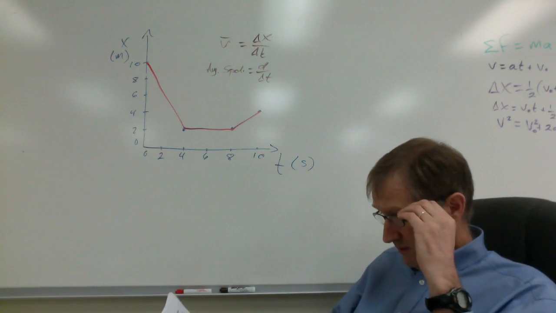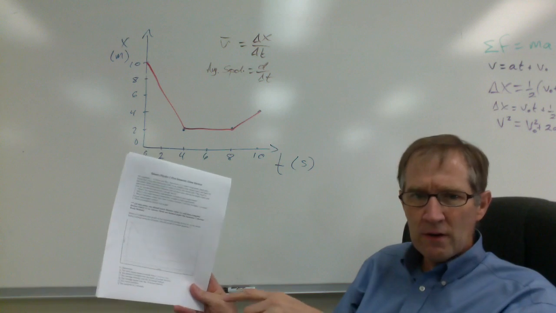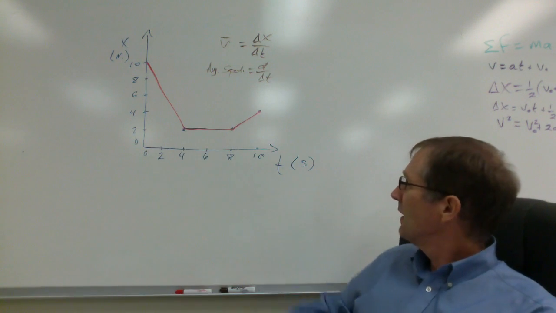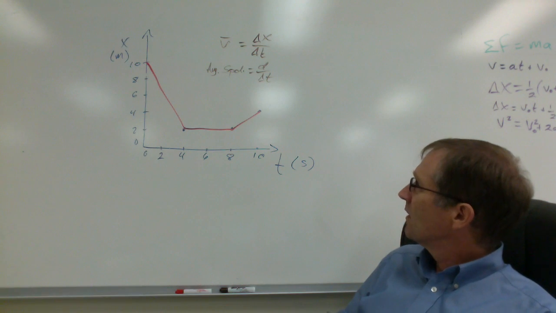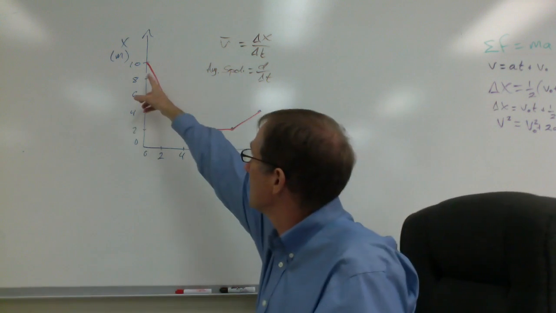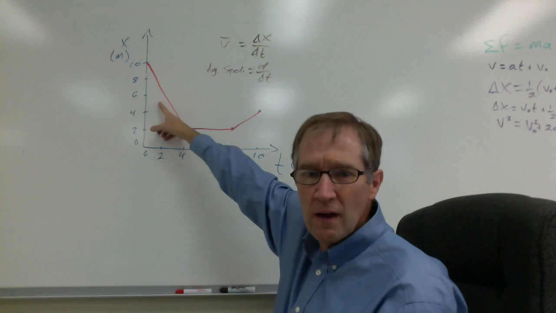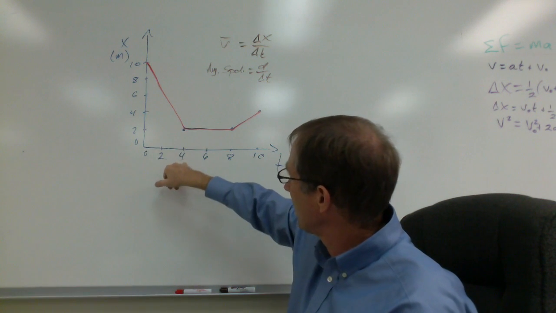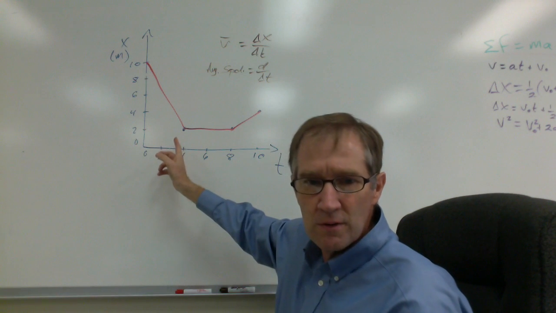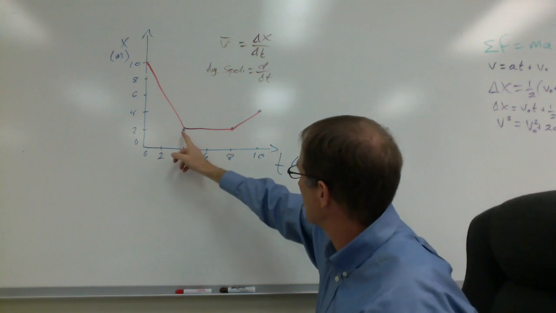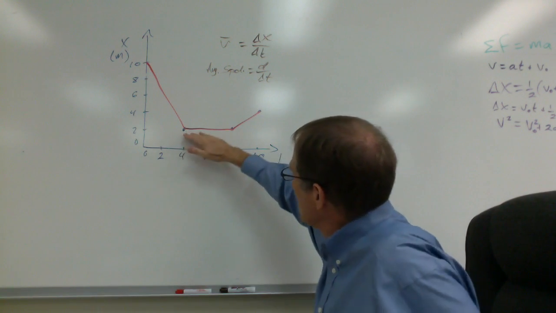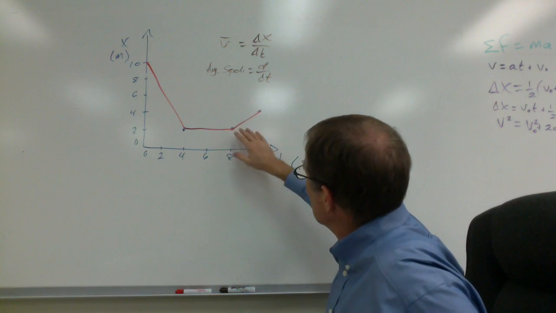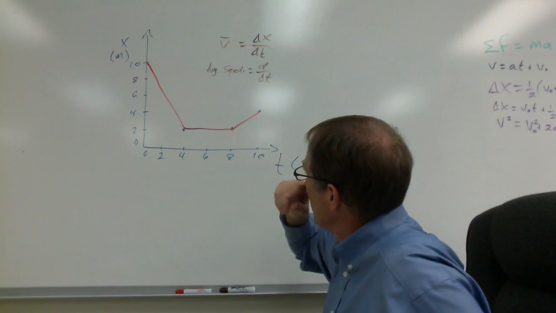Hey everybody. So this is that question. I know you can't really see it, but it's the question with the position time graph. Starting at 10 meters, it moves with constant negative velocity over 4 seconds to a position of 2 meters. And then from 4 to 8 seconds, it's standing still at 2 meters. And then from 8 to 10 seconds, it moves from 2 meters to 4 meters.